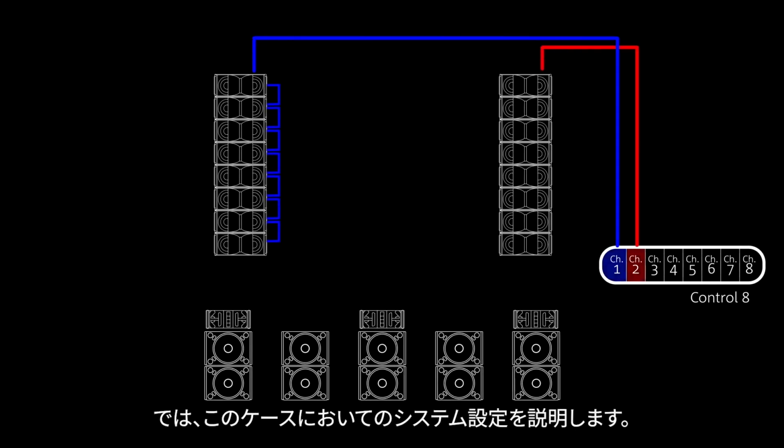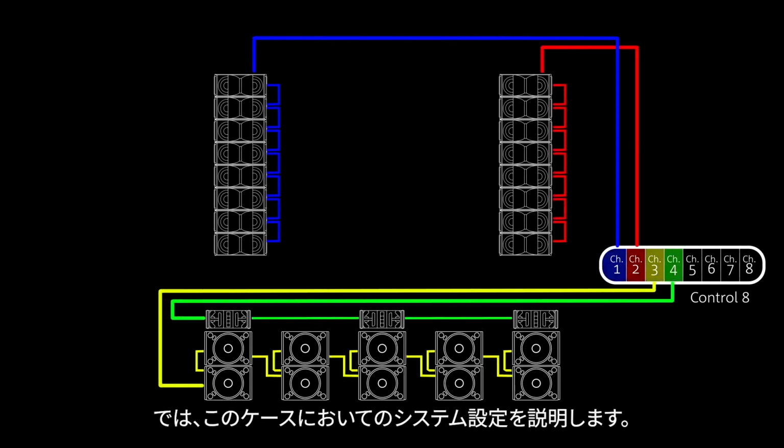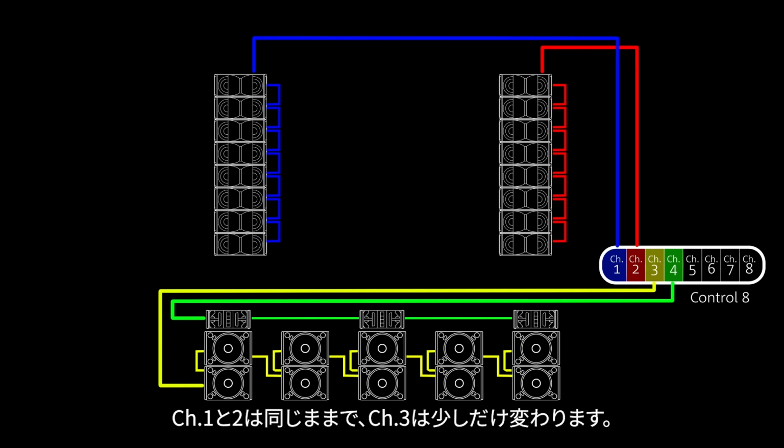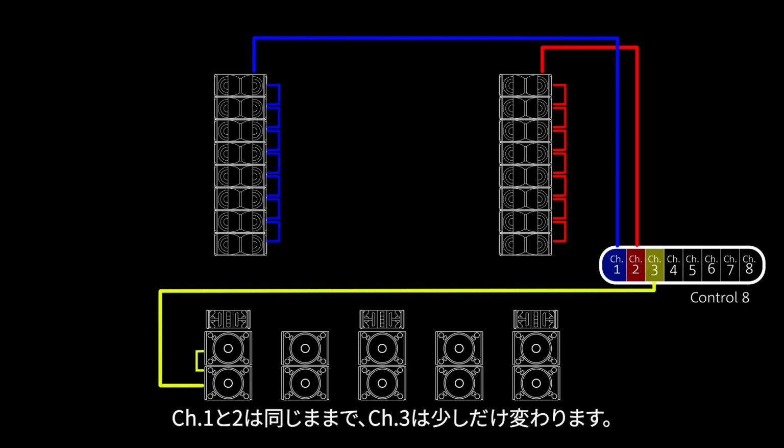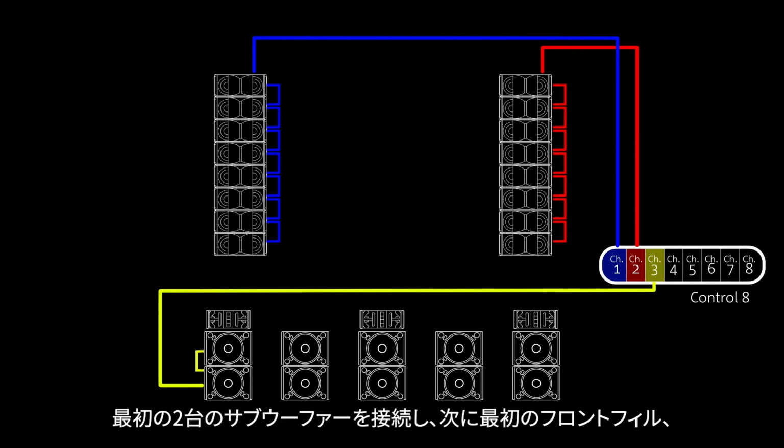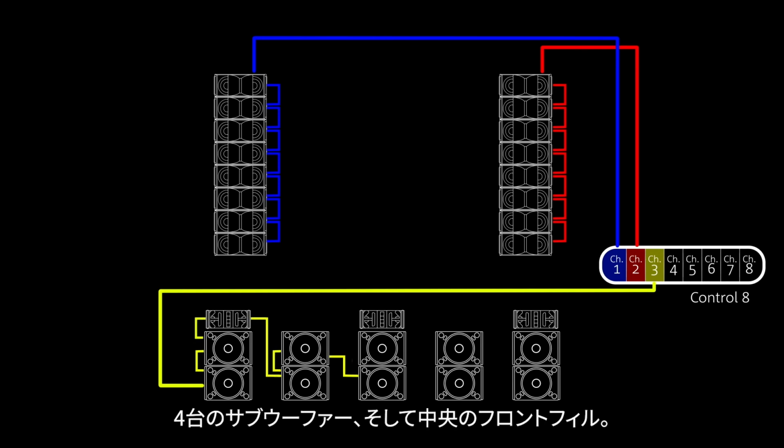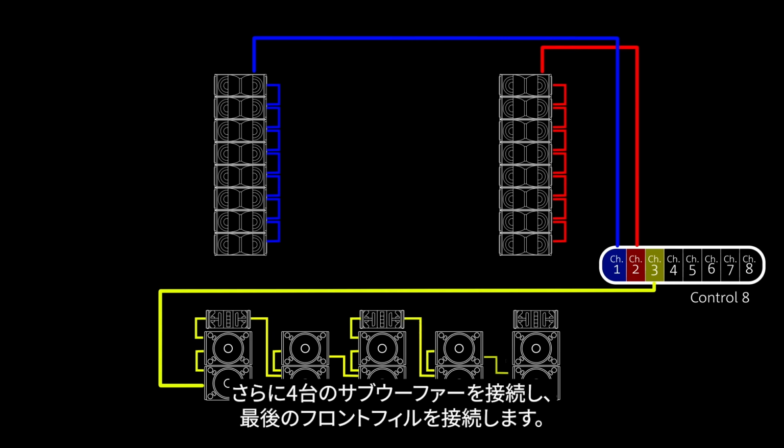Okay, this is how we're going to set up our system for this case. Channel number 1 and number 2 will stay the same. Channel number 3 instead will change a little bit. We connect the first 2 subs, then the first front fill, followed by 4 subs, and then the central front fill. Then we keep going with 4 more subs and the last front fill.